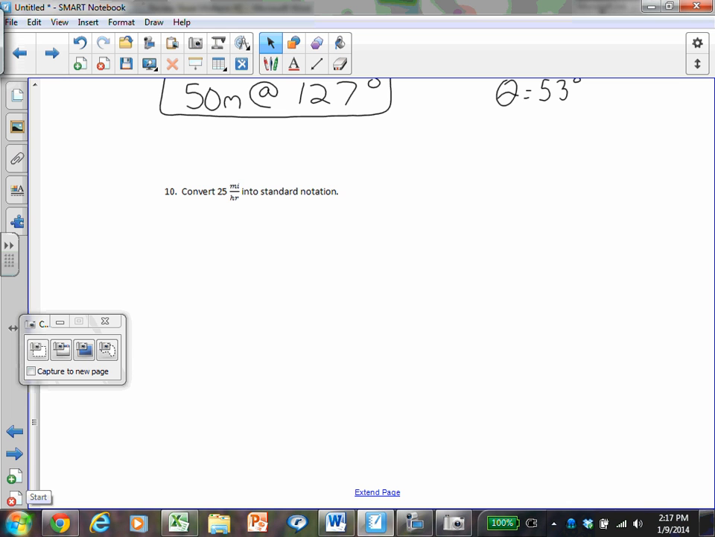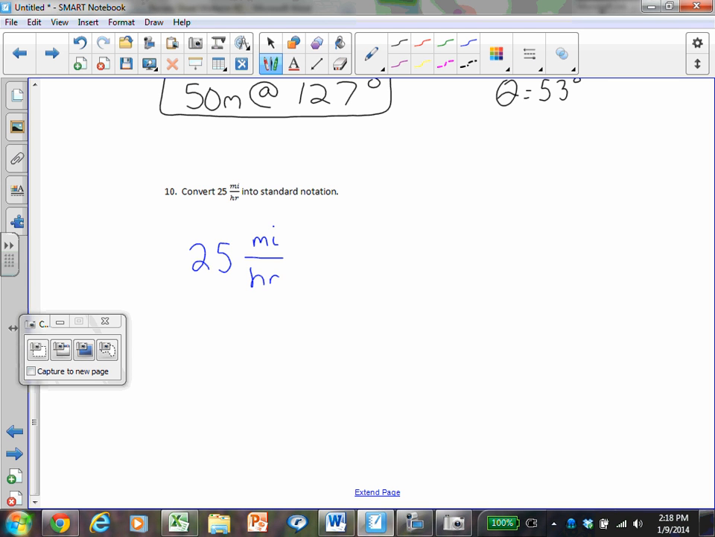Standard notation, 25 miles. Okay, it's exam time, right? And I don't remember how many meters are in a mile. What do I do? Oh, the reference table. I brought it with me. That's good. So, is it on there, meters to miles?